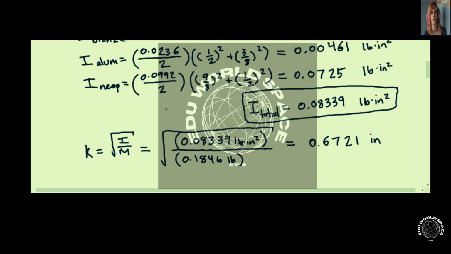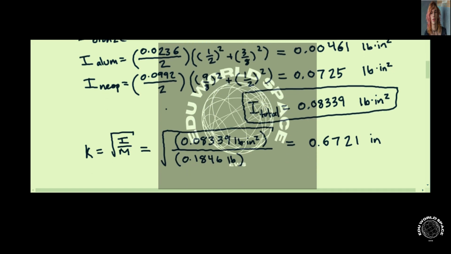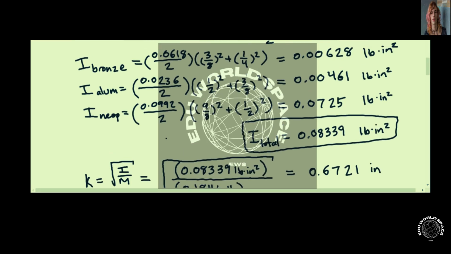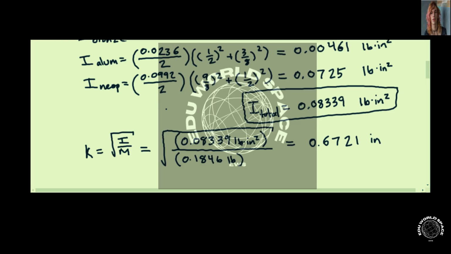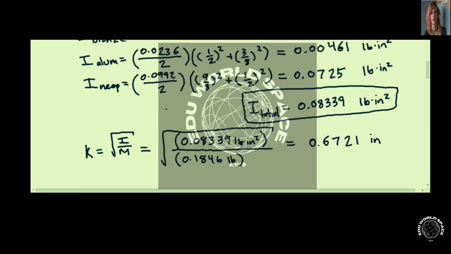A quick way to check if this is a good answer is to make sure that it is no bigger than any of these values here. And sure enough, 0.67 inches is approximately 2/3 of an inch, which puts it right along with all of the radius values we were using. If we got an answer much smaller or much bigger than any of these radii, then we would know it was wrong. But this answer, 0.67 inches, is very close to all of these radii, so we know it is the right order of magnitude. So we're going to keep it. We're going to say that's the right answer.